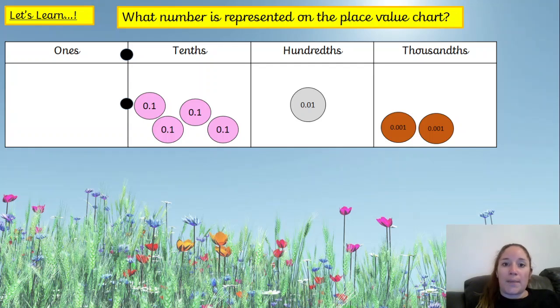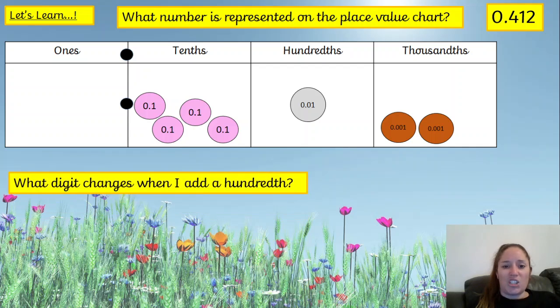Okay, what number is represented on the place value chart? Okay, so we can see we've got 0 ones, 1, 2, 3, 4 tenths, 1 hundredth, 2 thousandths. So the number is 0.412.